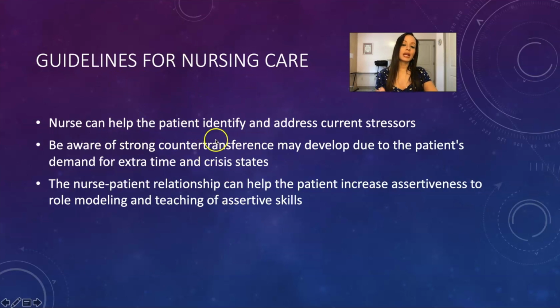So what are guidelines for nursing care? Nurse can help the patient identify and address current stressors. You want to be aware of strong countertransference. It may develop due to the patient's demand for extra time and their crisis states. And the nurse-patient relationship can help the patient increase assertiveness through role modeling and teaching of assertive skills. So help this patient help themselves. Help them make their own decisions. Don't tell them what to do. You're just reinforcing their traits that they currently need to work on.